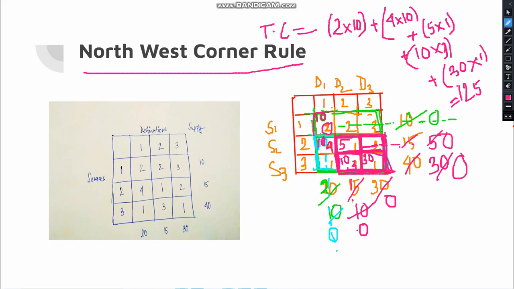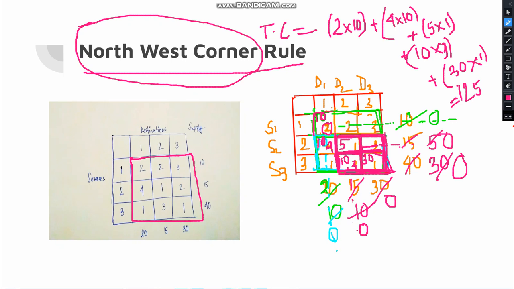So first you identify the northwest corner. For this problem, this is the first northwest corner. Since you are allocating the whole 10 here, this row gets exhausted, this becomes 10. Now you have this part of the matrix left. For this matrix, this is the northwest corner, you allocate 10 here, this 15 gets reduced to 5, and this is exhausted, so this becomes 0.